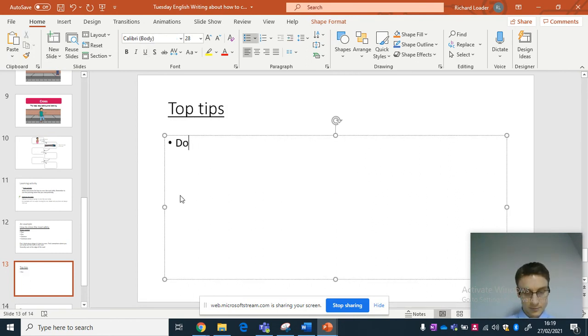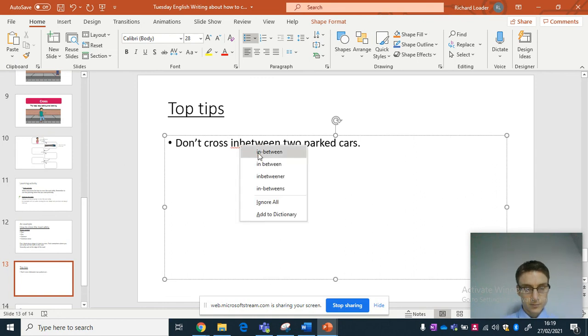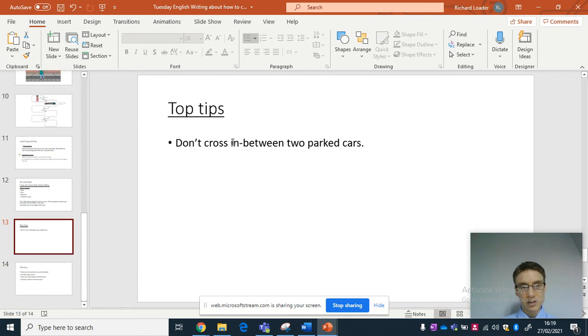Don't cross in between two parked cars. Okay, there's one that you could use. It could be remember. You might, instead of top tips, you might do remember.